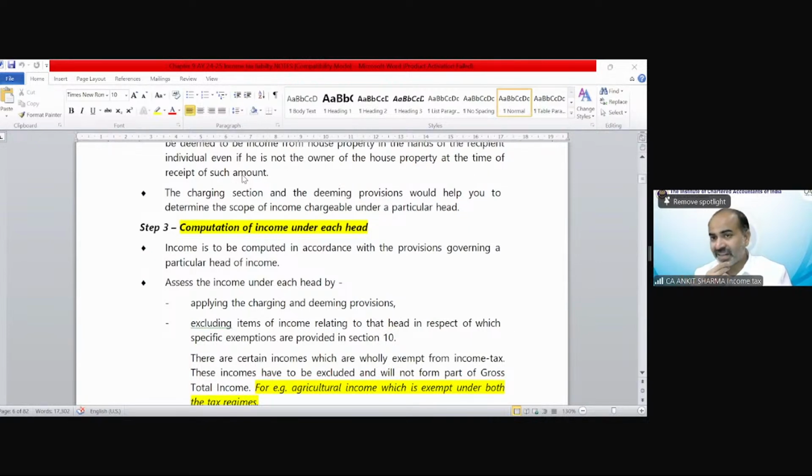Shoaib is asking, sir, if the question is asking for normal provision, only then is AMT also required to be calculated? Yes. If the question asks you to calculate tax as per optional tax regime or as per normal provision of tax, then we have to apply the AMT provision. If the question is asking you to calculate tax as per default tax regime, there is no need to apply the AMT provision in that case. Okay.